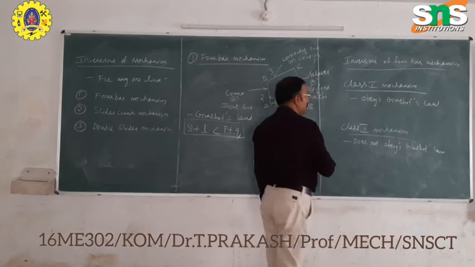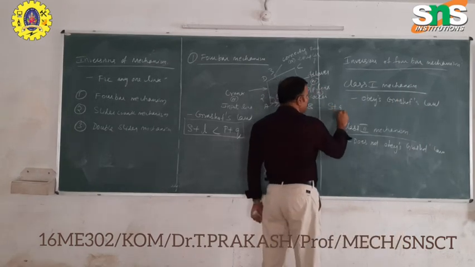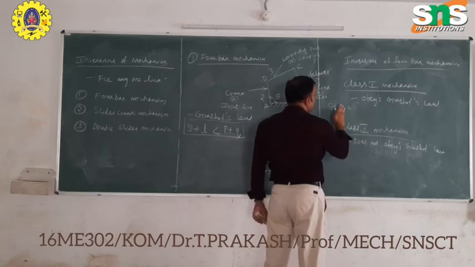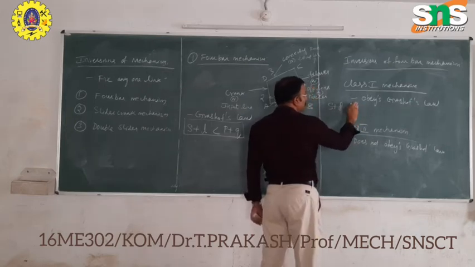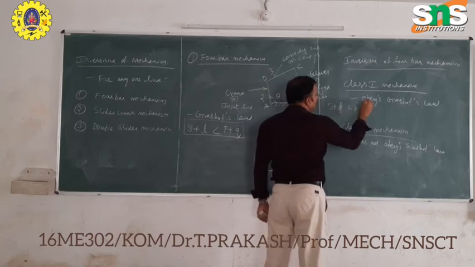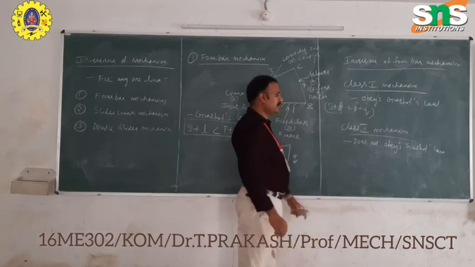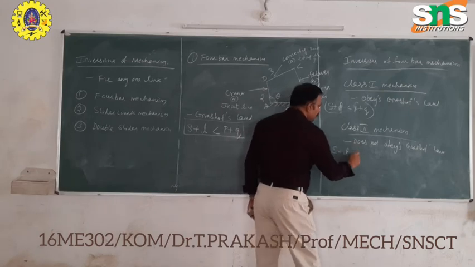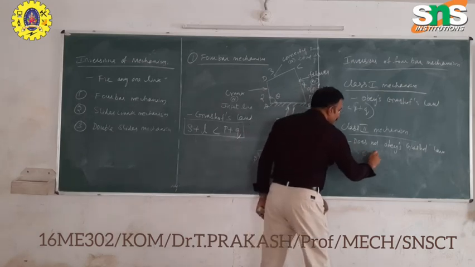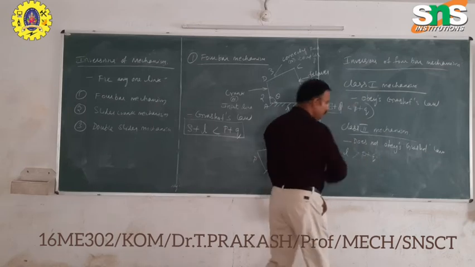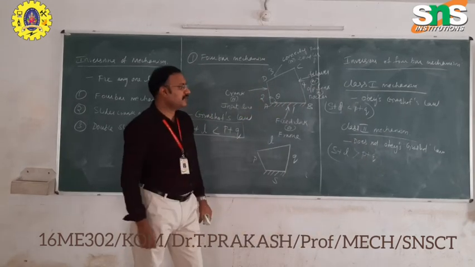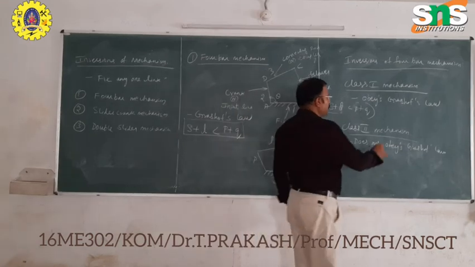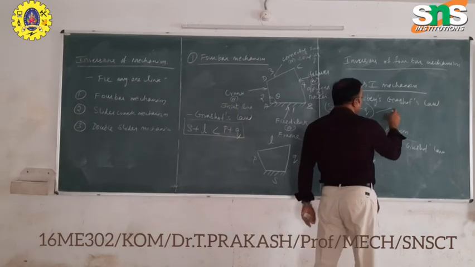In class 1, the sum of the shortest and longest link will be less than the other two links. Here in the class 2 mechanism, the sum of the shortest and longest link will be greater than the other two links. Therefore, the class 1 mechanism has different categories.